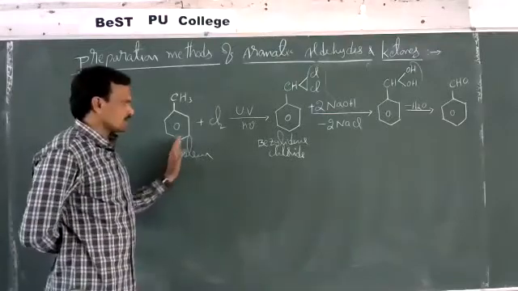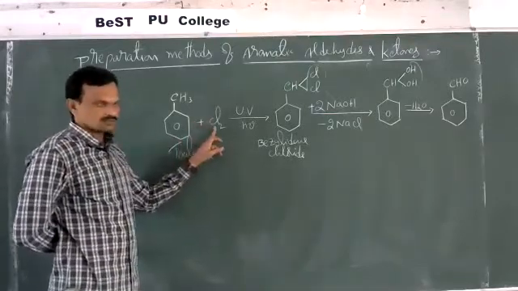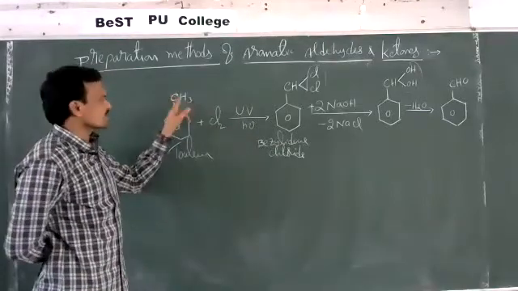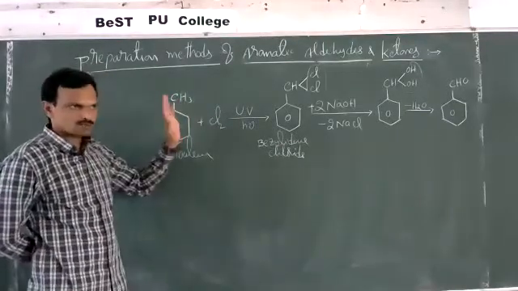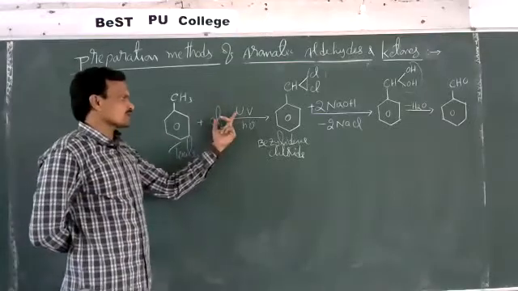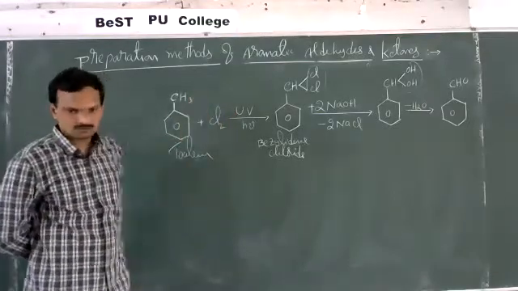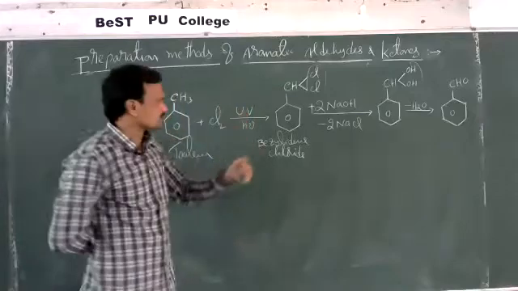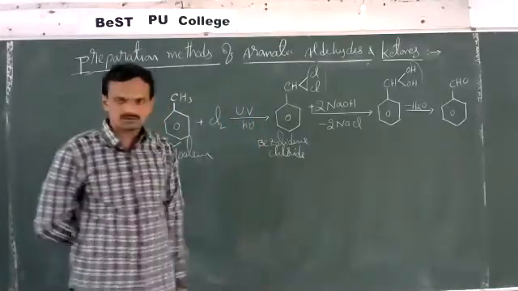So toluene on side halogenation with chlorine in the presence of sunlight, side chain halogenation takes place. Substitution cannot take place in the ring. Here, in the presence of sunlight, chlorine undergoes free radical substitution. So side chain halogenation takes place by free radical mechanism and gives benzoyl chloride.